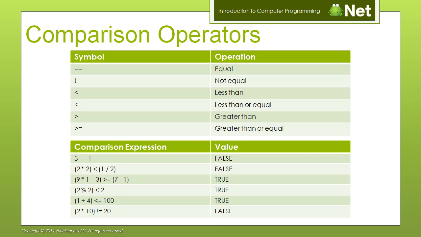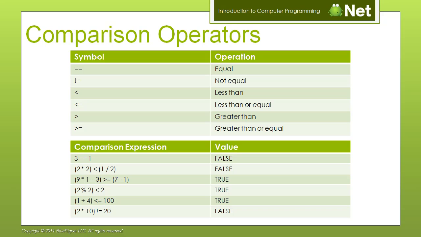So as we talked about in the last slide, here's some examples of comparison expressions. Does 3 equal 3? Well, if you look in the right column, that's false, because that's not a true statement. 2 times 2, which is 4, is less than 1 divided by 2, which is 0.5. Well, that's just flat wrong. That's false. Now, order of operations, people. 9 times 1, which is 9, minus 3. So that will be 6, right? So 6 is less than or equal to 7 minus 1, which is 6. That is a true statement, so it's true.